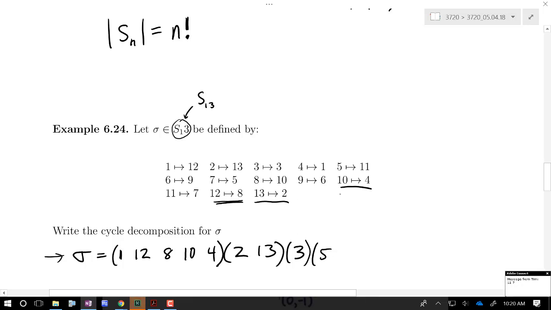So Tim just finished off the cycle for us. 5 gets sent to 11, and 11 gets sent to 7, and 7 gets sent back to 5. So we close that off. And then anything else not accounted for here? 6. Where does 6 get sent? 9. And back. And then I think that's it. So I'm just going to do a quick count because we should have all the numbers from 1 to 13 here. 1, 2, 3, 4. Yeah, so it looks like they're all accounted for.